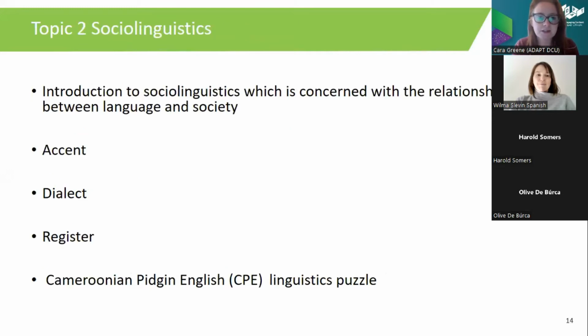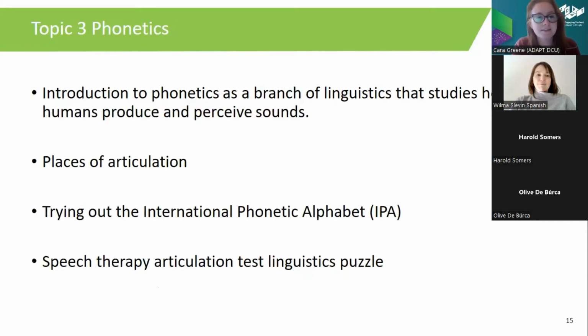Topic 2 is sociolinguistics. It's an introduction to sociolinguistics, which is concerned with the relationship between language and society. It focuses on accent, dialect and register. In this one, they have a look at Cameroonian Pidgin English, which is a really interesting language for the linguistics puzzle in sociolinguistics.